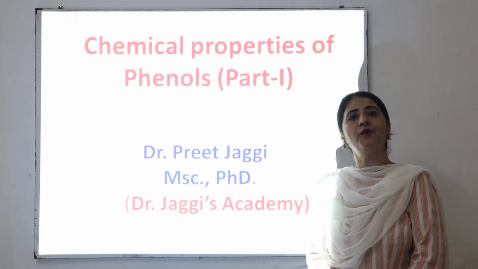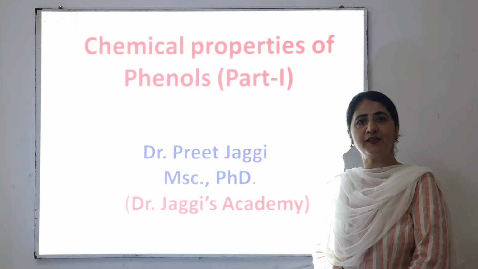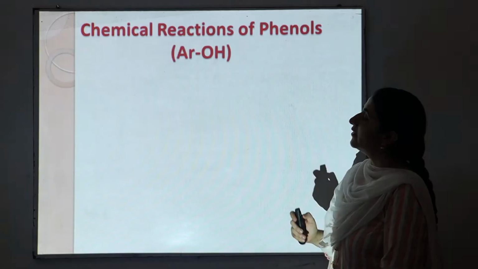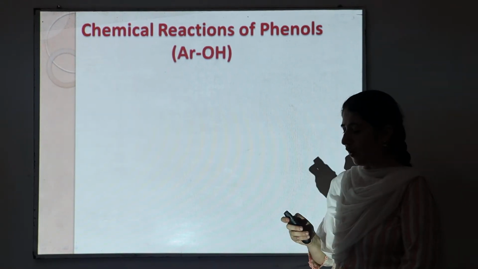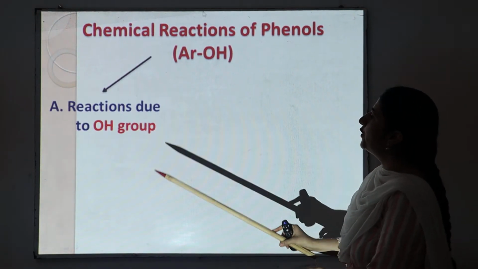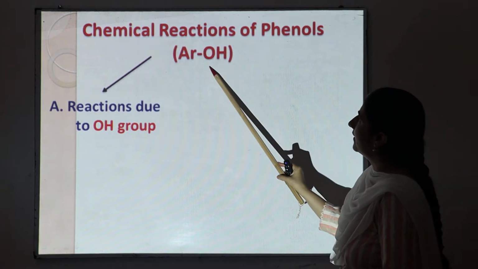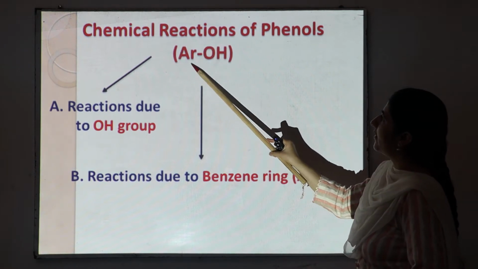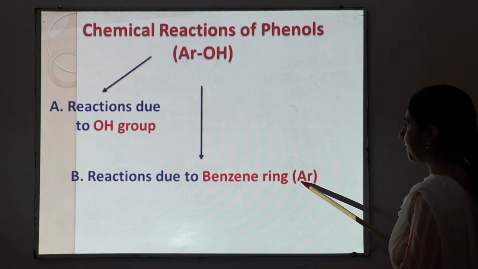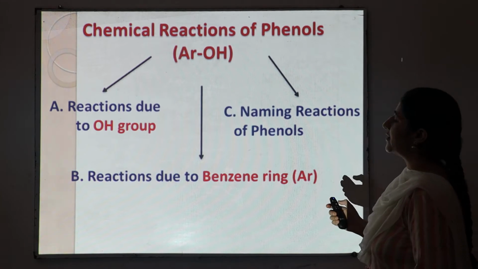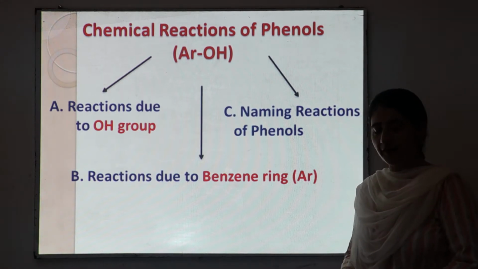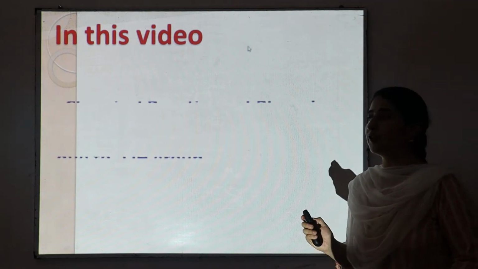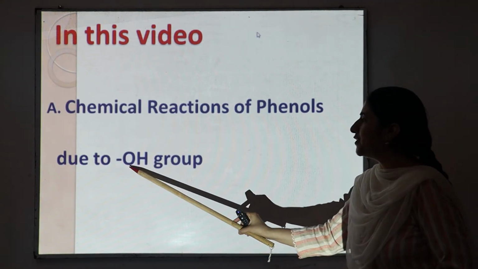Today I am going to start chemical properties of phenol. Actually, phenol shows three types of chemical reaction. Number one is reaction of phenol due to OH group. Second one is reaction of phenol due to benzene ring, this is the aryl group. And third one is name reaction or special reaction of phenol. So in this video, I will discuss only the chemical reaction of phenol due to the OH group.